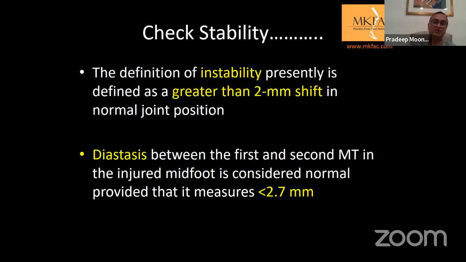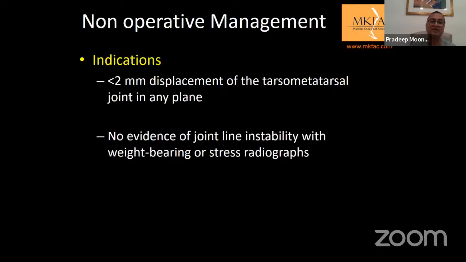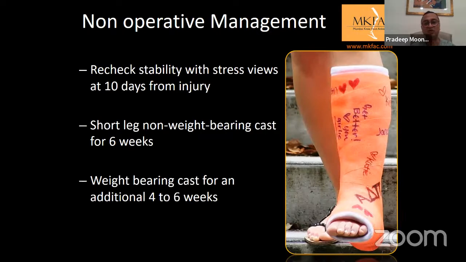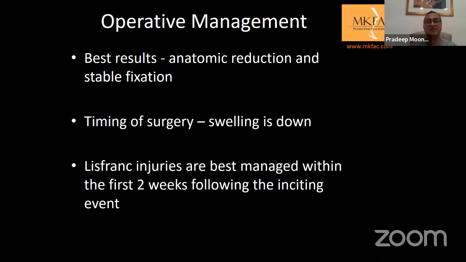If you're very sure that the instability or the displacement is less than 2 millimeters, then you can go ahead with non-operative treatment. So 2 millimeter displacement is a critical thing, and there is no other instability present on weight bearing. For non-operative management, I put them in a short leg non-weight bearing cast for 6 weeks. But you need to assess them serially with weight bearing X-rays for the first 2 weeks, and make sure that they are not displacing further. Operative results, the best results, are seen in patients who have anatomic reduction and stable fixation.